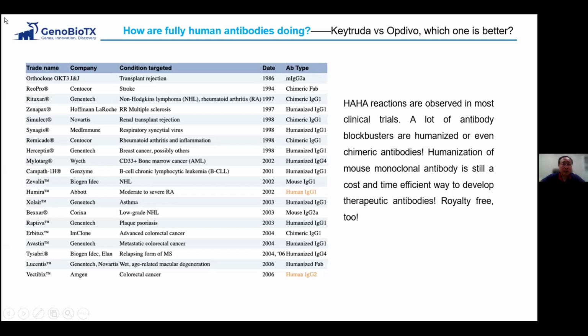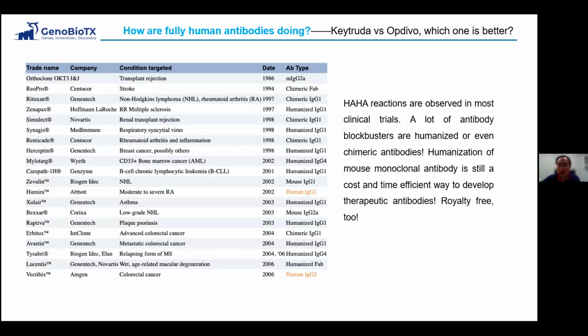So as we know, right now most antibodies are humanized or fully human antibodies. At the beginning, people thought fully human antibody should be the best one. However, if you compare the two PD-1 antibodies from Merck and BMS, which one is better? I'm sure from a business perspective, Merck's Keytruda is much better than BMS's Opdivo, even though Opdivo is a fully human antibody.